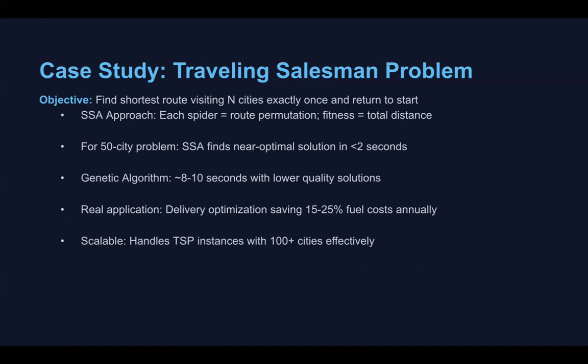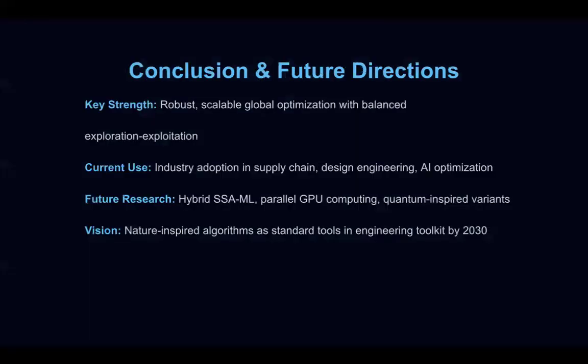In conclusion, SSA is a robust global optimizer with a strong balance between exploration and exploitation. It is already being used in supply chain optimization and engineering design. Future directions include hybrid SSA-ML models, GPU-based parallel versions, and quantum-inspired variants. The long-term goal is to make nature-inspired algorithms the standard engineering tools by 2030.